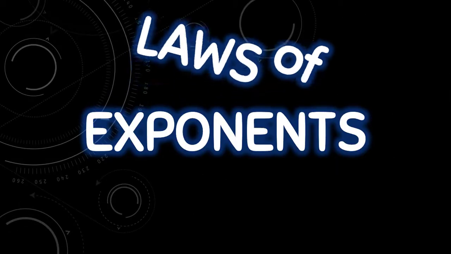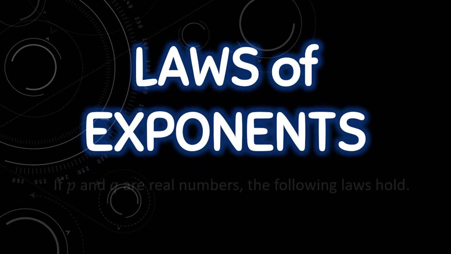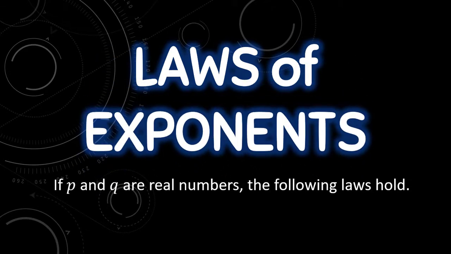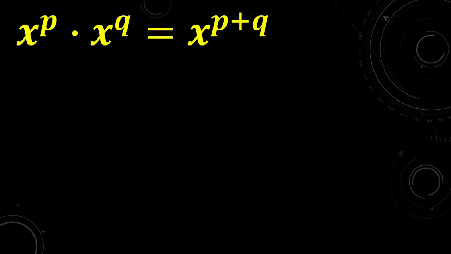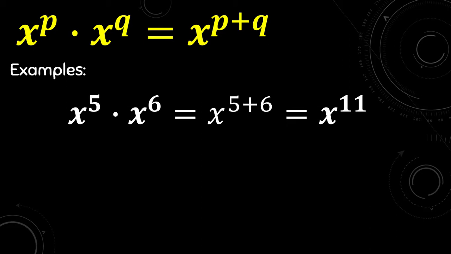Here are some of the laws of exponents. If p and q are real numbers, the following laws hold. Rule 1. If we multiply variables, we add their exponents. For example, x raised to 5 times x raised to 6 is equal to x raised to 5 plus 6, and 5 plus 6 is 11. In other words, the product is x raised to 11.